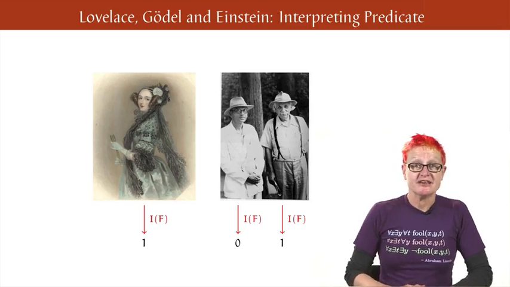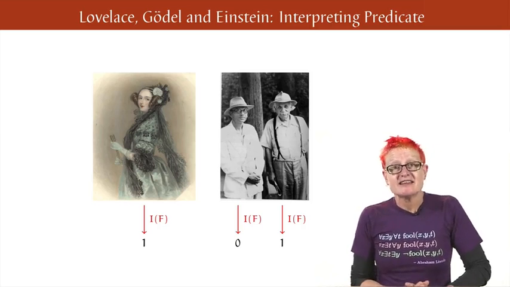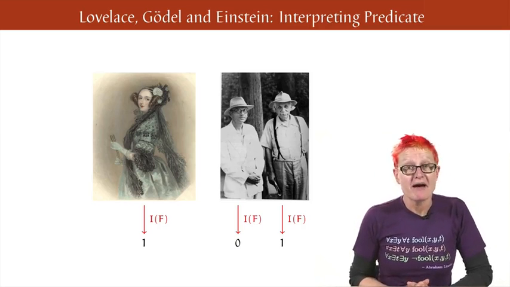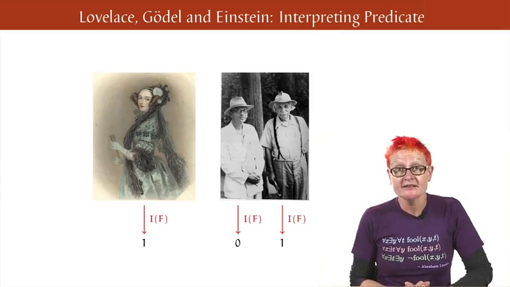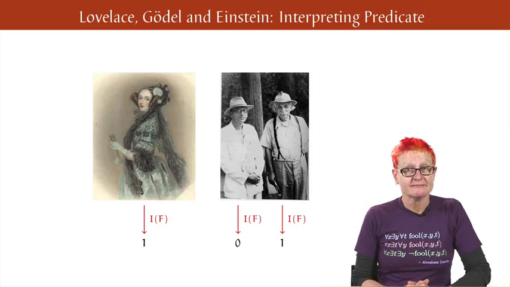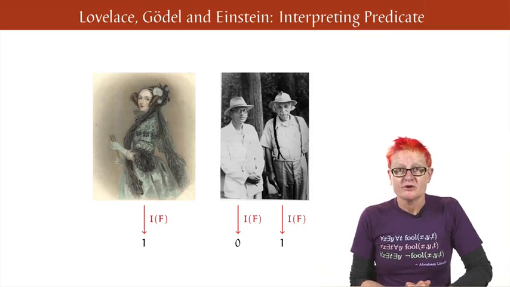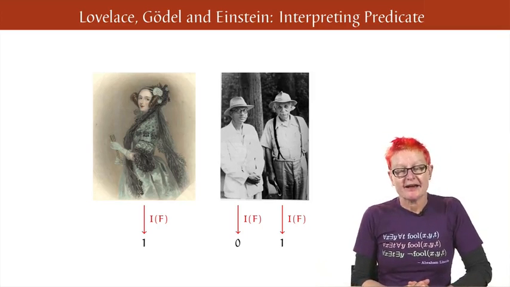Yet another interpretation, say the predicate symbol F means has their birth date in the first half of the month. Then I of F would assign 1 to Lovelace and Einstein, their birth dates are 10th of December and 14th of March respectively, while I of F would assign 0 to Gödel, whose birth date is the 28th of April.